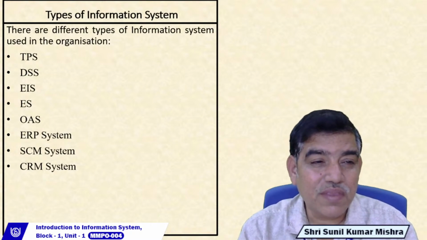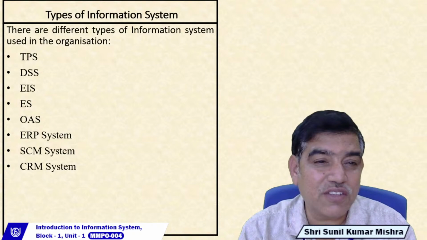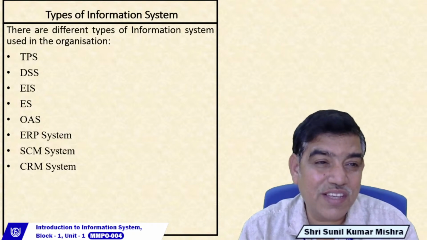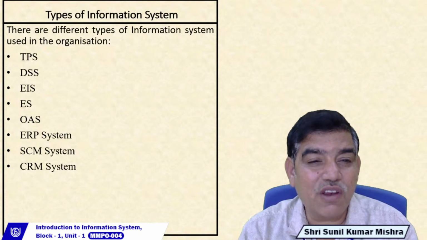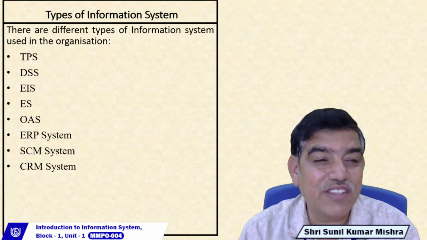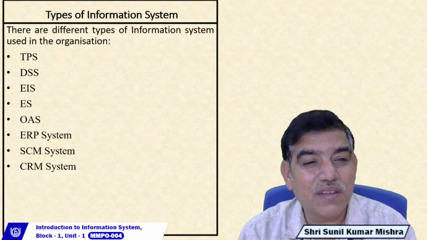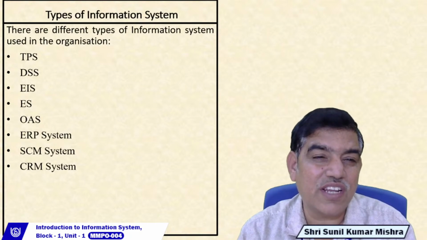Then the TPS output is stored in the database, which is converted again as the input in the DSS system. DSS means Decision Support System. The Decision Support System always helps the middle-level managers working in an organization with tactical decisions. This is tactical, short-range planning.